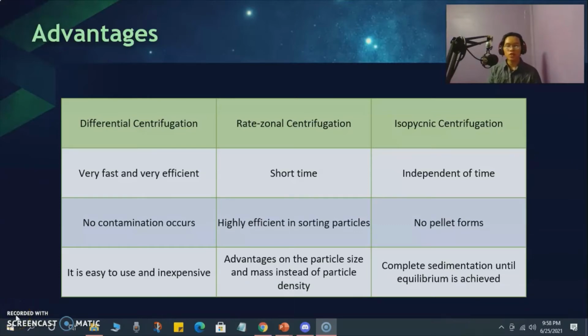Today I would like to discuss the advantages of centrifugation. For the first type, differential centrifugation, it is very fast and a very efficient centrifuge. Then, no contamination occurs in the centrifugation, and it is easy to use and inexpensive.